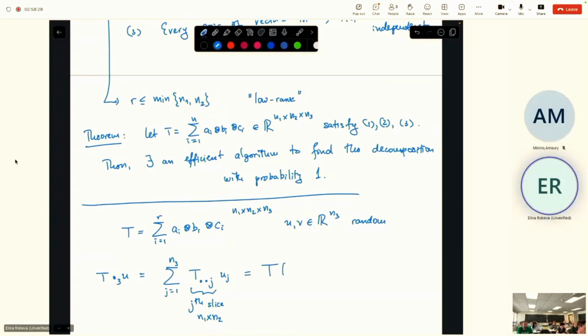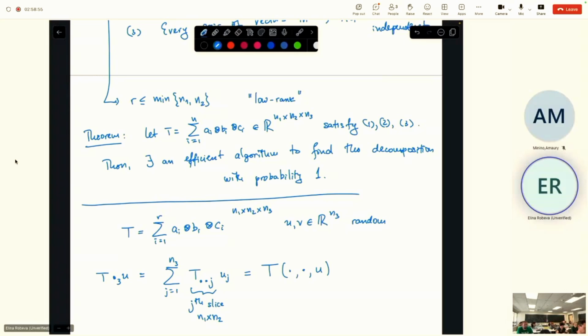Sometimes we say t dot u. So here you could also put vectors. You put a, b, u, which would mean multiply t by this on the first mode, this on the second mode, and this on the third mode. But since we're not multiplying the first and the second mode, we just leave a dot, and then we put a u along the third mode. So these are different ways that people write this.